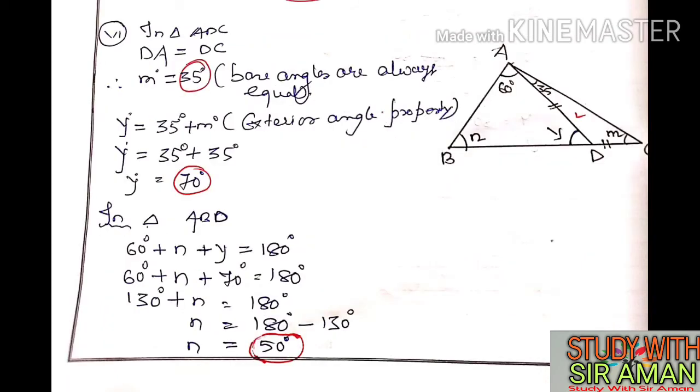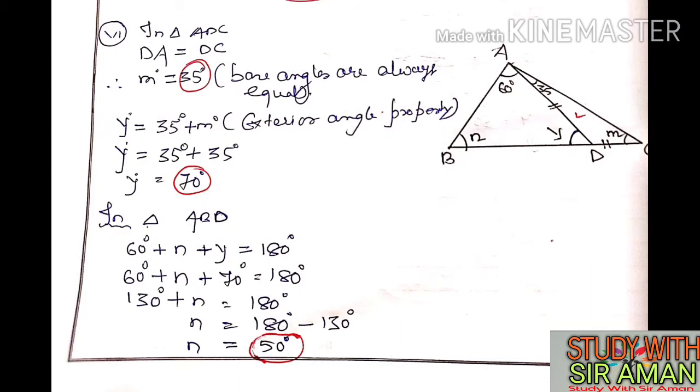Once more I am telling you, question number 6. In this question number 6, how many triangles are made? First you see the figure. Two triangles are made. Okay, we will do one by one. In triangle ADC, can you mark it? Yes, small triangle ADC. DA is equal to DC. Can you see the symbol of equality? Double line. It means base angles are also equal.